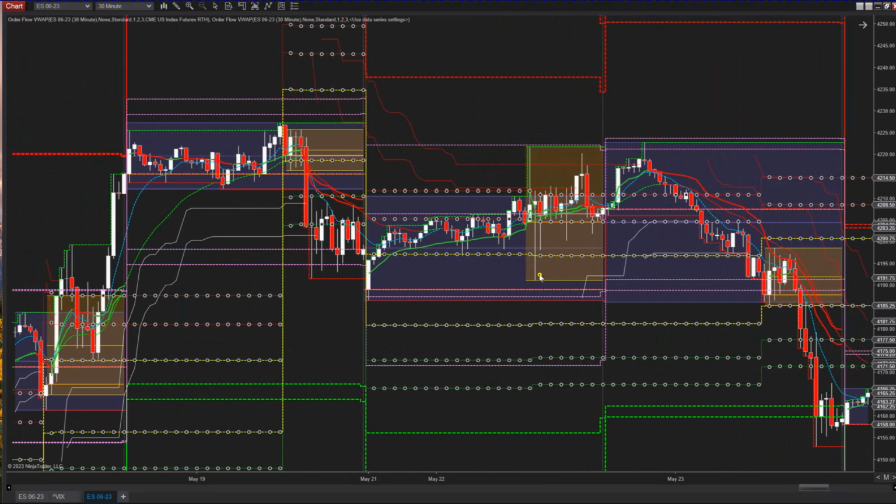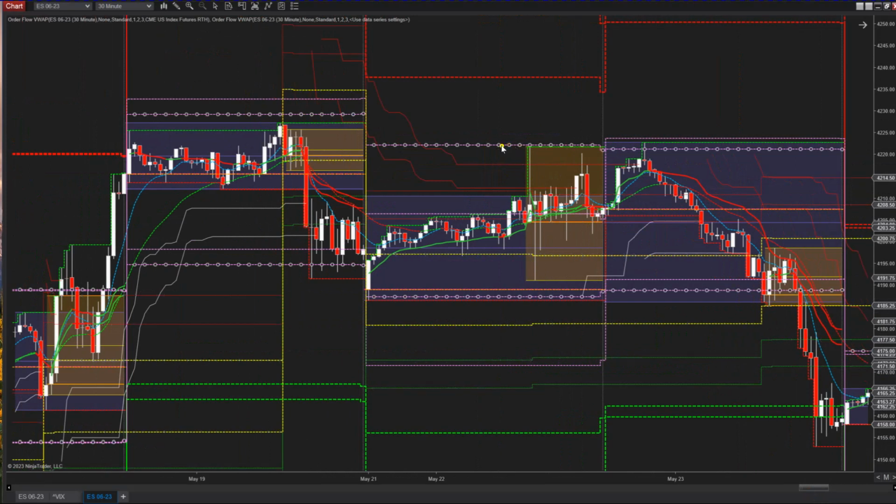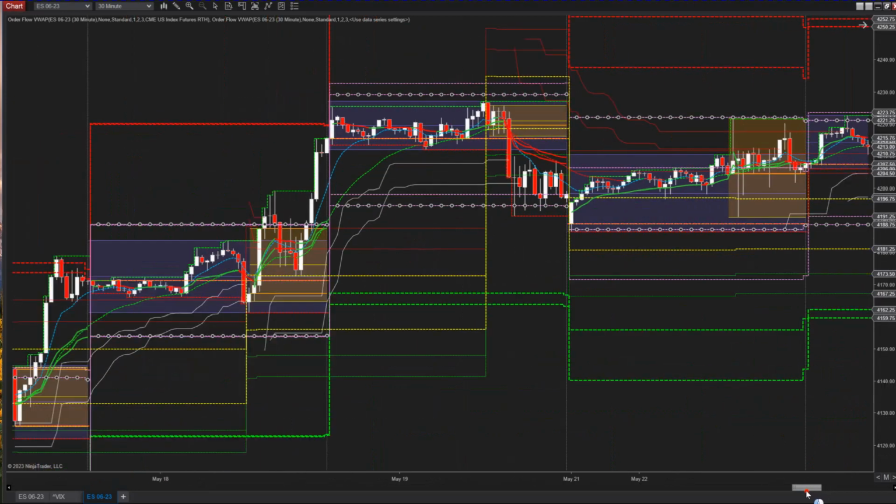Here's a gigantic whirly bird where it went up to the daily one precisely. Do you see this? Went up to the daily one and then dropped back in and stayed inside this first hour of trading and balanced on that first hour. See that orange line? So that was an inside day.